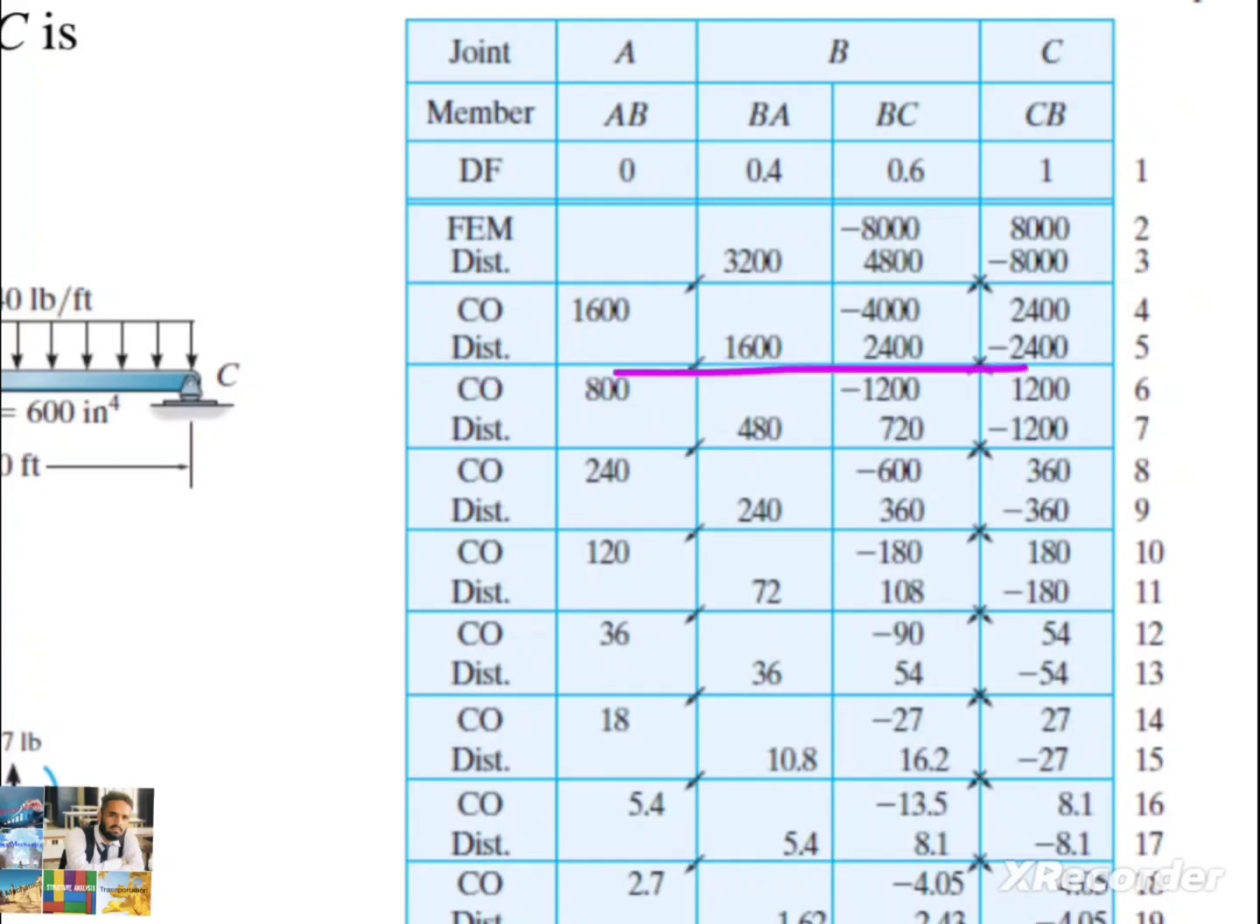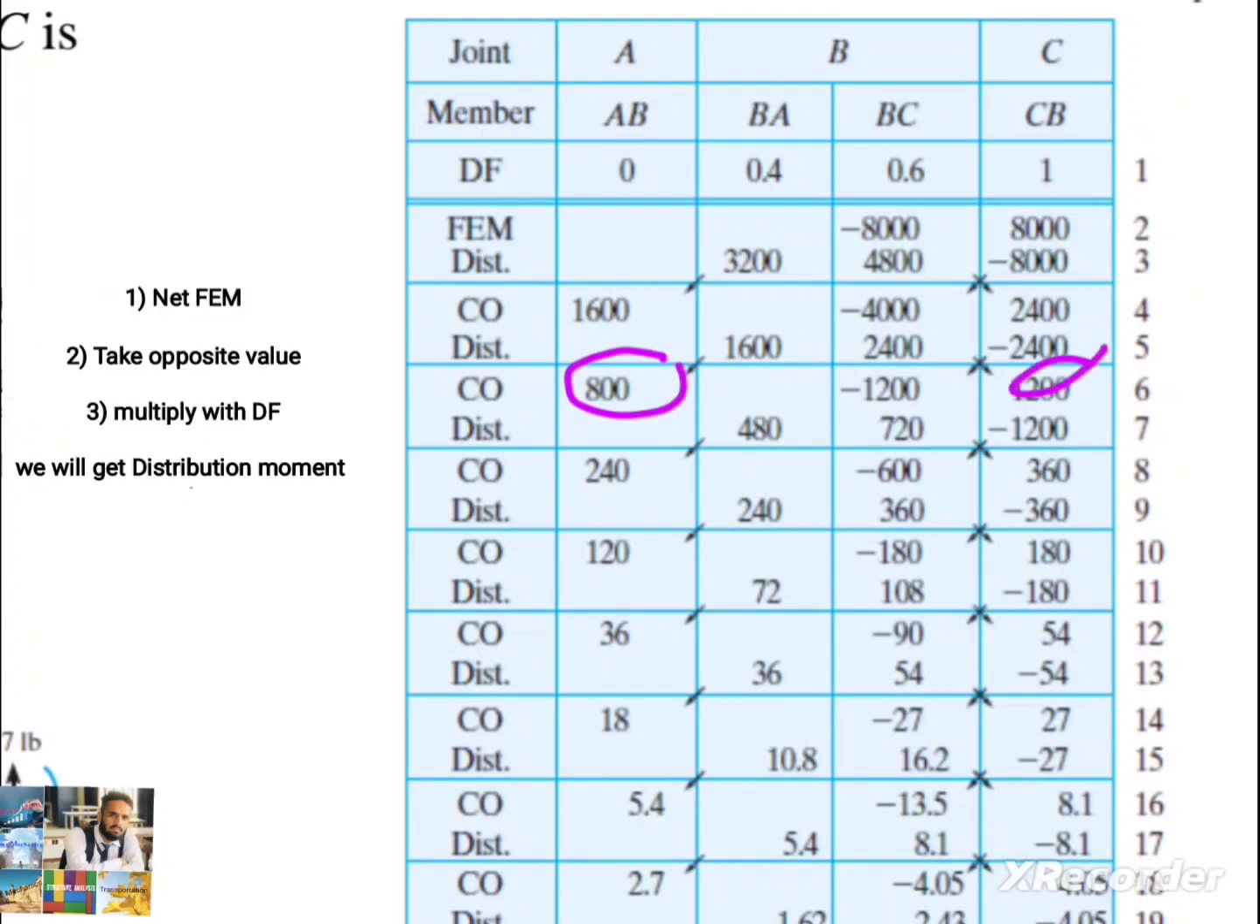Now again distribute these carryover moments at each joint. So we have 800, minus 1200 and plus 1200. Taking the net as minus 800, we take the opposite value and multiply with the corresponding distribution factor. The opposite of minus 800 is plus 800, and multiplying with the distribution factor, we again receive zero distribution moment.